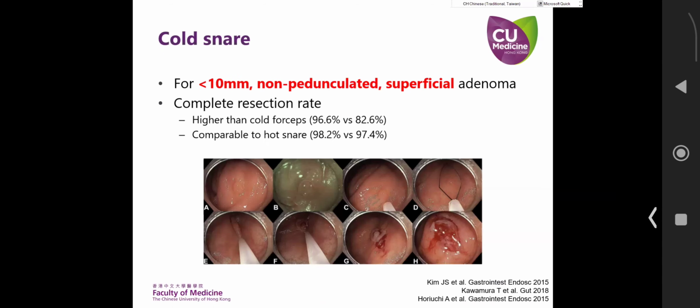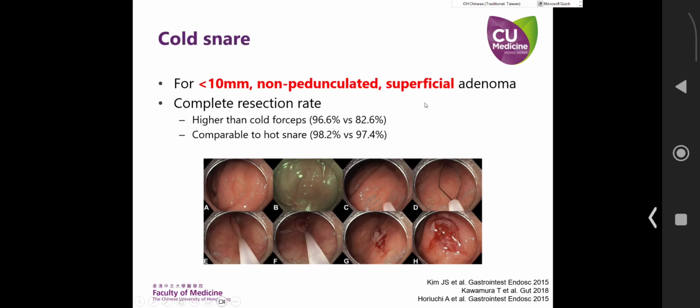But I think we all should master the cold snare polypectomy. This will result in a better complete resection rate. It is actually the first-line treatment for those below 10 millimeters, and also, I would say, for superficial adenoma.